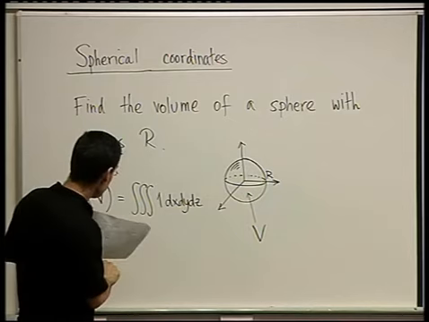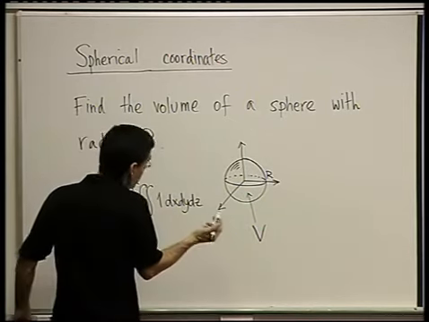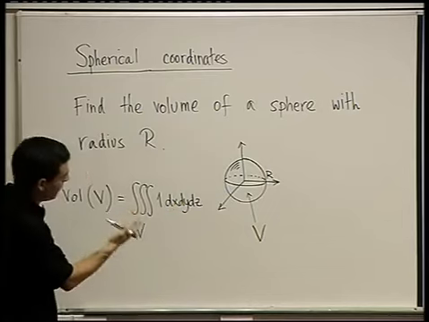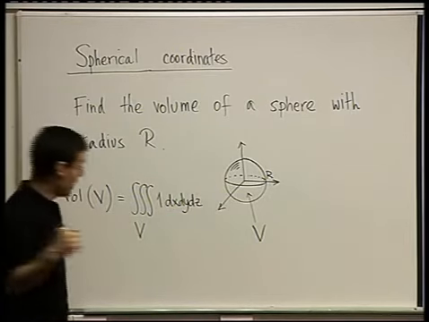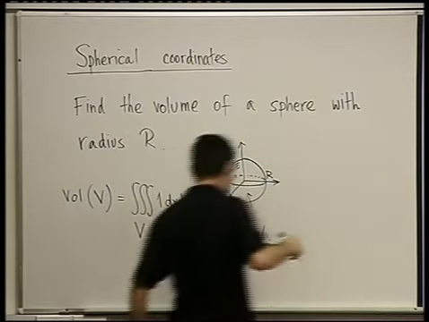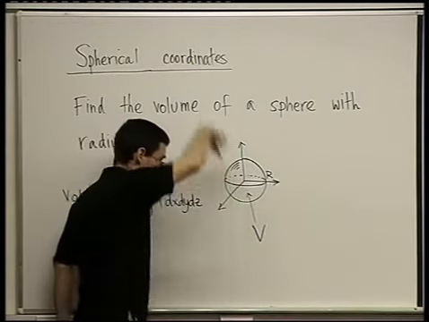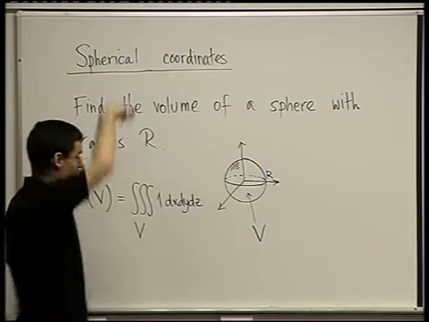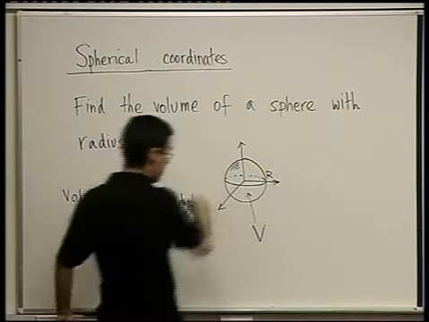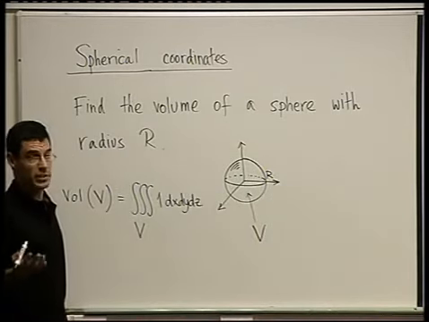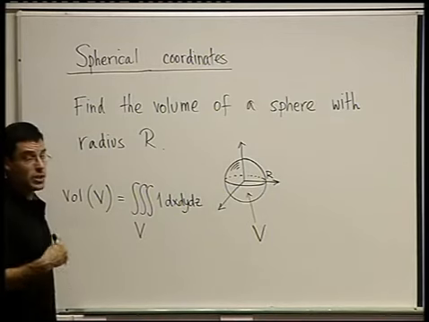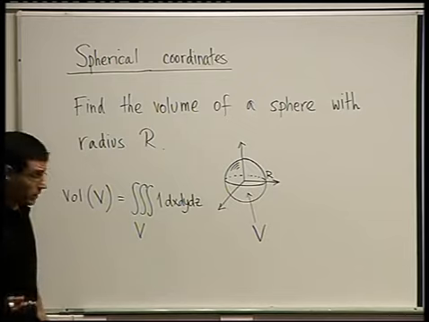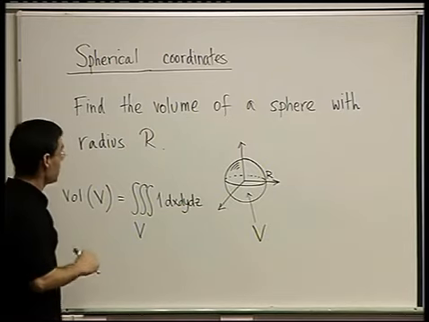However, the easier way is to say, hey, this problem has clearly spherical symmetry. No matter which direction I look from, as long as I'm looking at the origin, from the top, from the bottom, from the side, from here, I see the same picture. It's completely symmetrical. Do you agree? So this calls for changing variables to spherical coordinates. Okay, so that's what we're going to do.